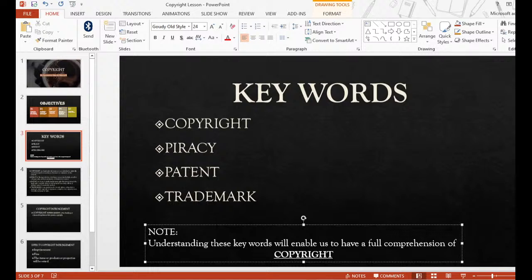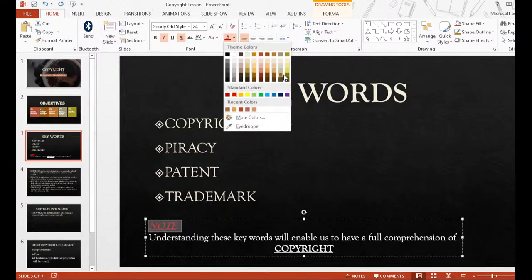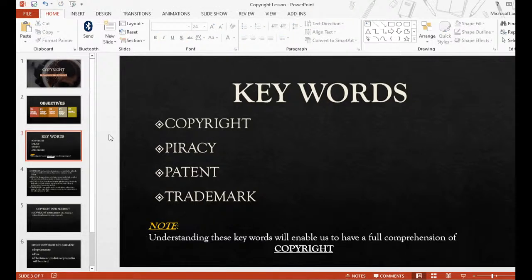Please, with due respect, take note of this. When we are looking at these key terms, the objective is to help us understand the full comprehension of copyright. The keywords are going to help us to understand what copyright is. So let's take the keywords one after the other.